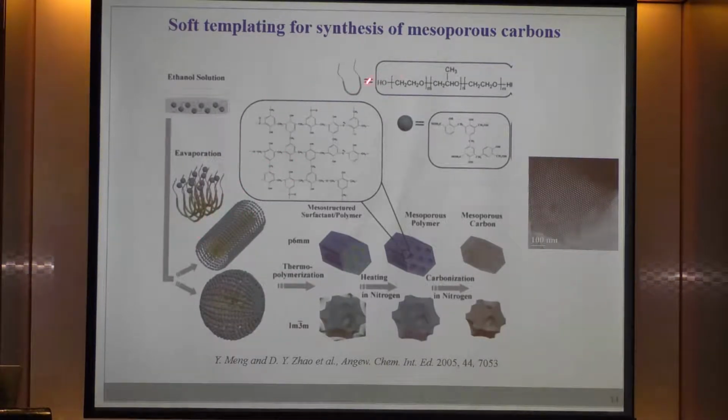hydrogen bonding between the surfactant and the phenolic resin, they are organized together. And we use an evaporation-induced method because with solvent evaporation we can get different micelles, and micelles can be organized into different structures, for example, hexagonal structures and also cubic structures. So this is a very general and versatile method.